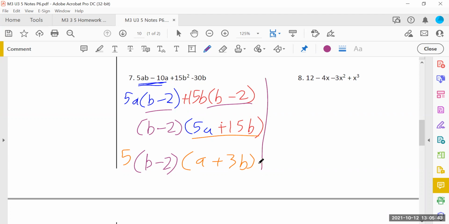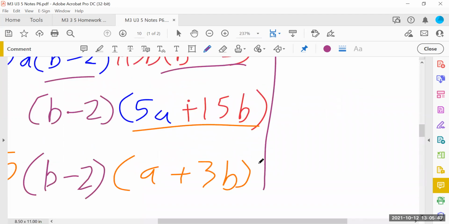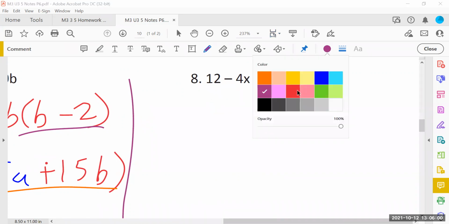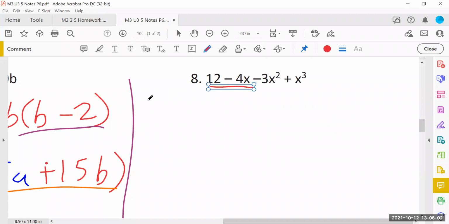All right, this next one, we're going to have a slight issue with again. Just a little one. 12 minus 4x minus 3x squared plus x cubed. First 2 terms, what do they have in common? 4. Let's take that out. So right there, 4 times 3 minus x.